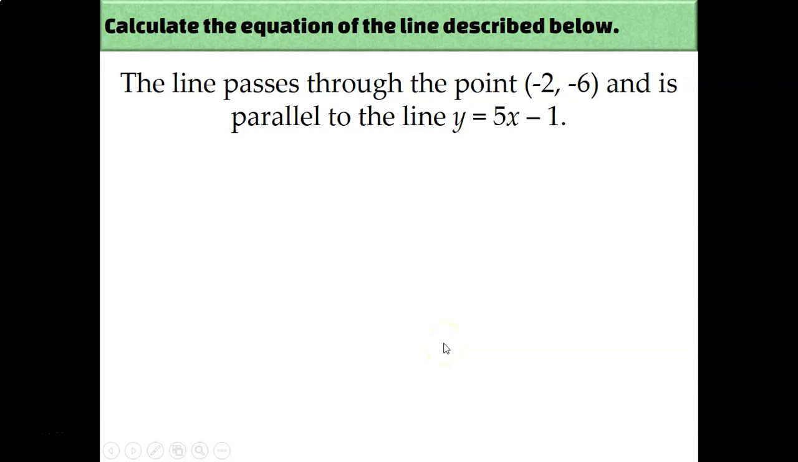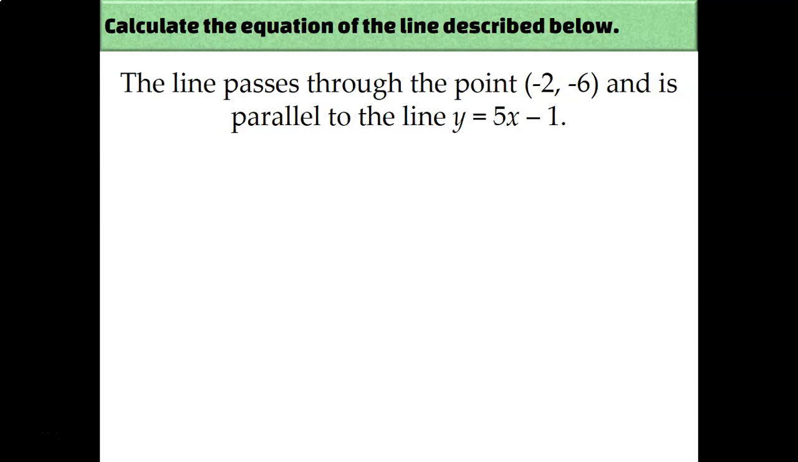So let's put all of this information together to write some equations. We need to write the equation of the line that passes through the point negative 2, negative 6, and is parallel to the line y equals 5x minus 1. The only information I need from the equation that I've been given is the slope. And remember that the slope of a line, when it's written in slope-intercept form like this, is m, which is the number in front of x. So the slope of this line would be 5, and since the line that I'm going to write the equation of has to be parallel to this, the slope that I'll use for my equation will also be 5, because parallel lines have equal slopes.